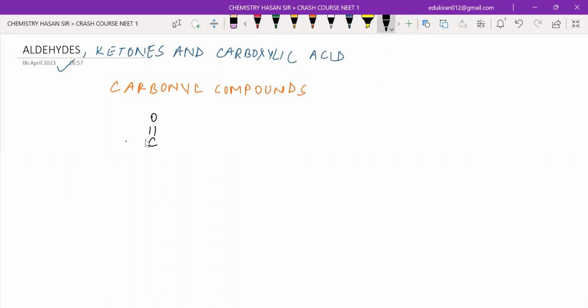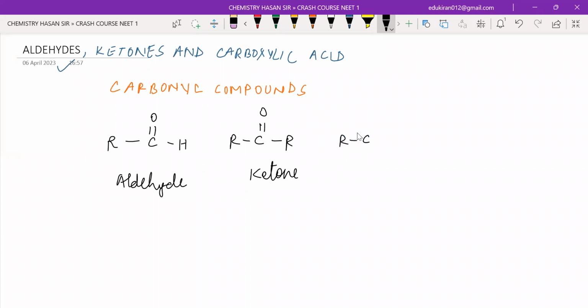So as you know, this aldehyde has C double bond O, so this aldehyde is also a carbonyl compound. Then comes this, which is a ketone, which is also a carbonyl compound. Then comes RC double bond OH, which is a carboxylic acid, and it is also a carbonyl compound.